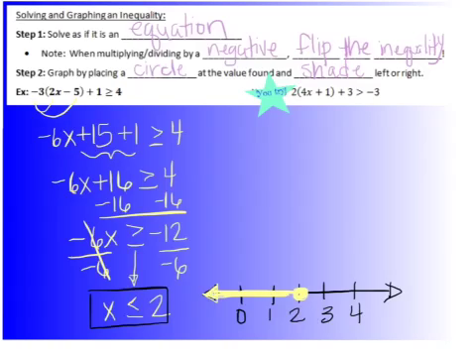Alright, so now you go ahead and try your problem. Solve it and graph.